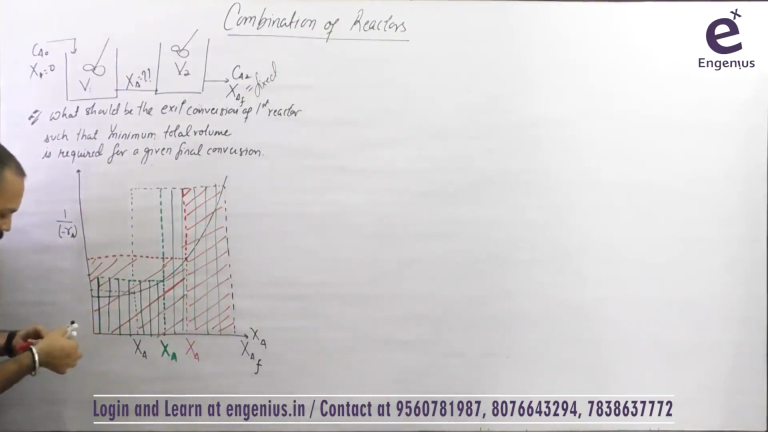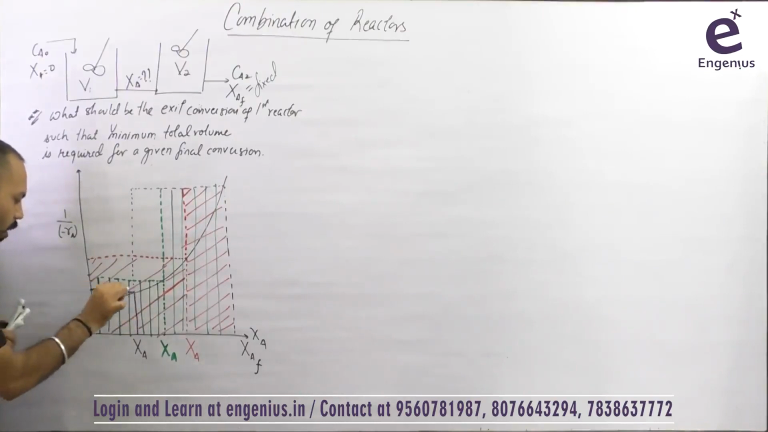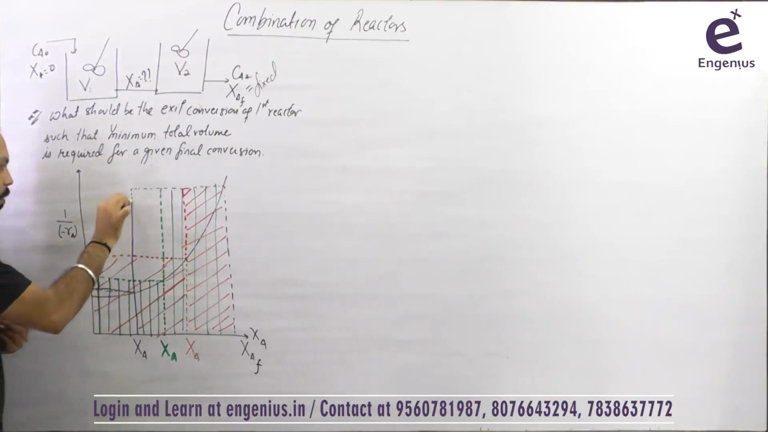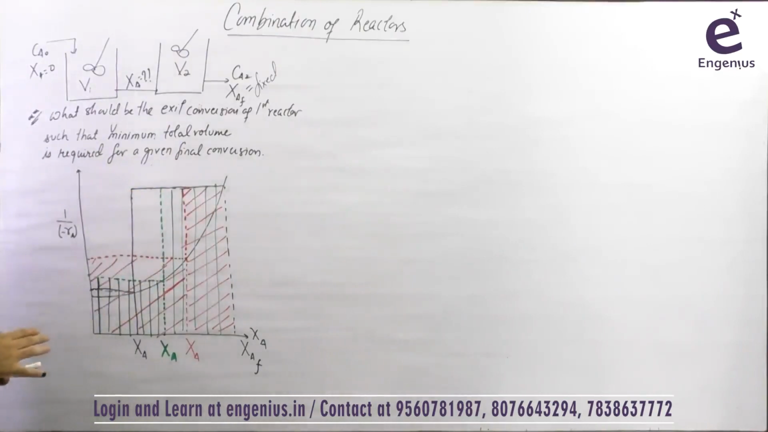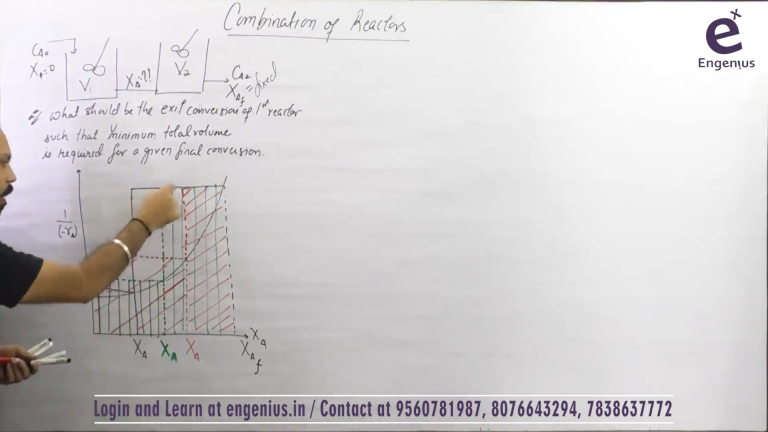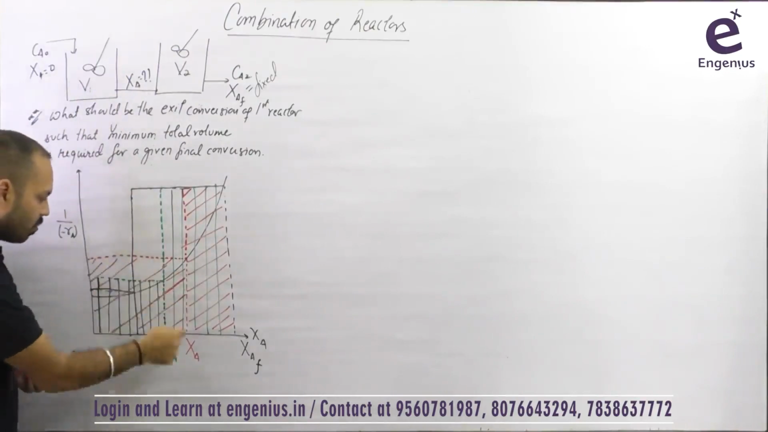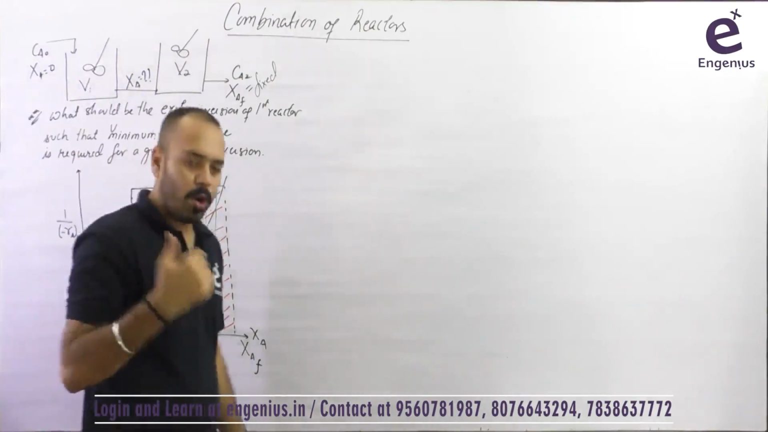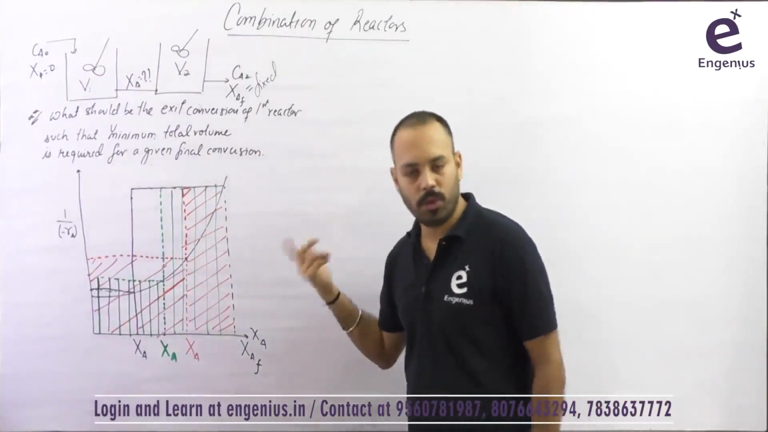If conversion of, now I'm not going to shade with a black color, don't worry. So if conversion of the first reactor is at this point, then this is the required total volume. Fine. If conversion of the reactor is at the green point, then this is the required total volume. If the exit conversion of the first reactor is at red point, then this is the required total volume. So what you are saying is that according to the exit conversion of the first reactor, the total volume V1 plus V2 is going to change.